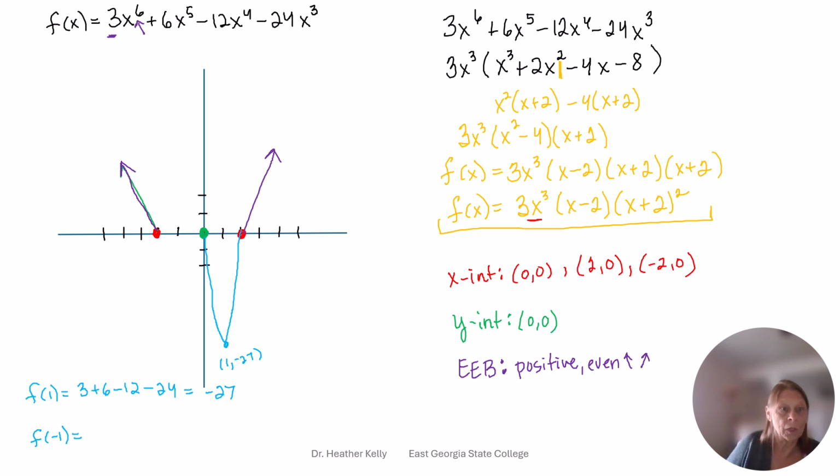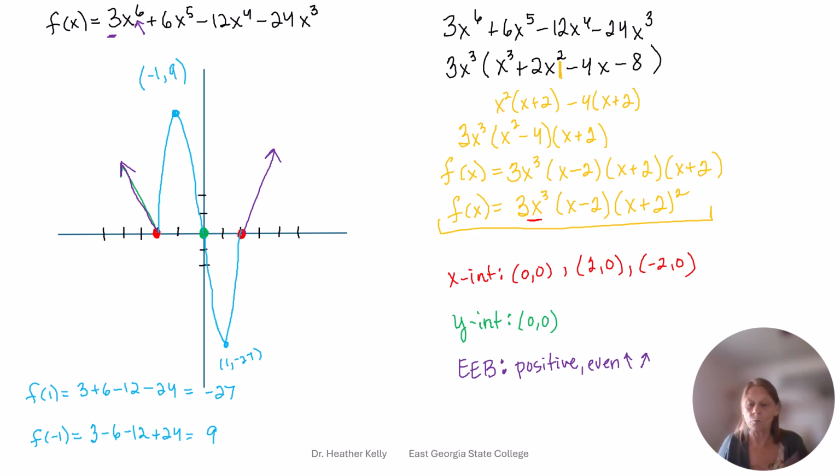And then we'll plug in negative 1. It doesn't change the 3. It does change the 6 to a negative. It doesn't change the 12. It does change the 24 to a positive. So 24 minus 12 is 12. Minus 6 is 6. Plus 3 is 9. So if I did not screw any of that up, then this point here is going to be negative 1 and 9.